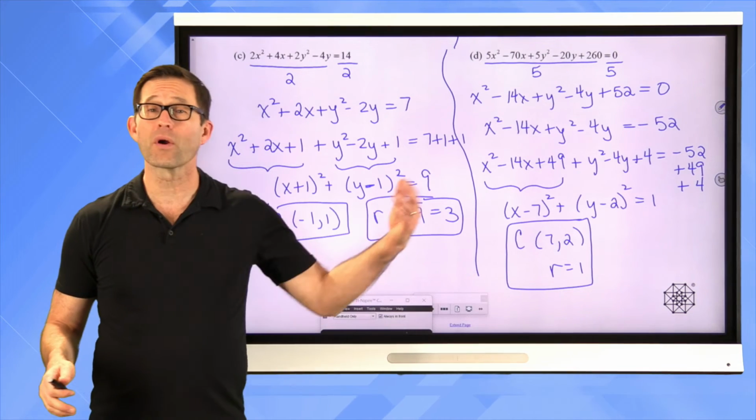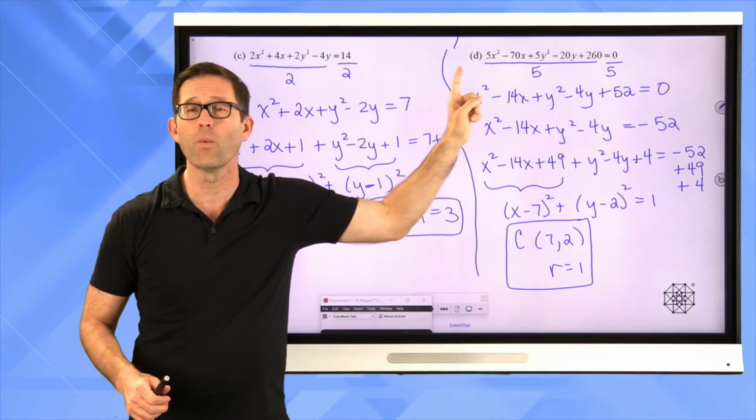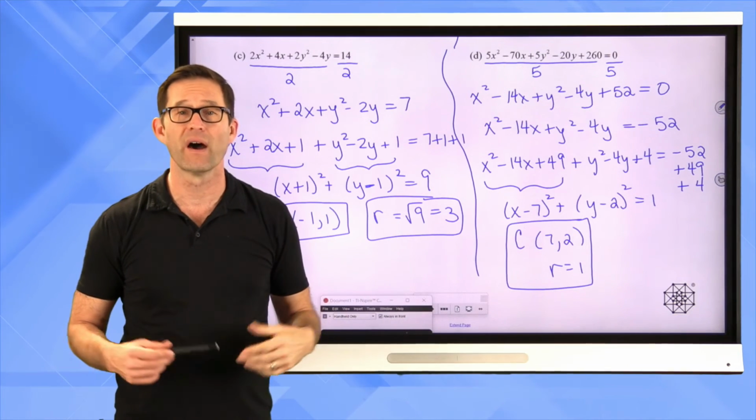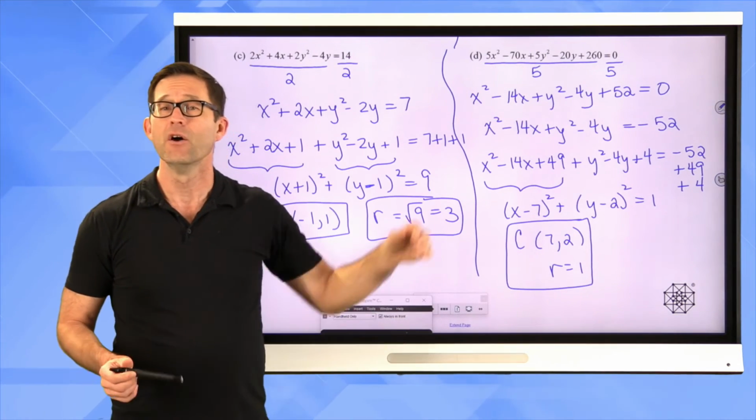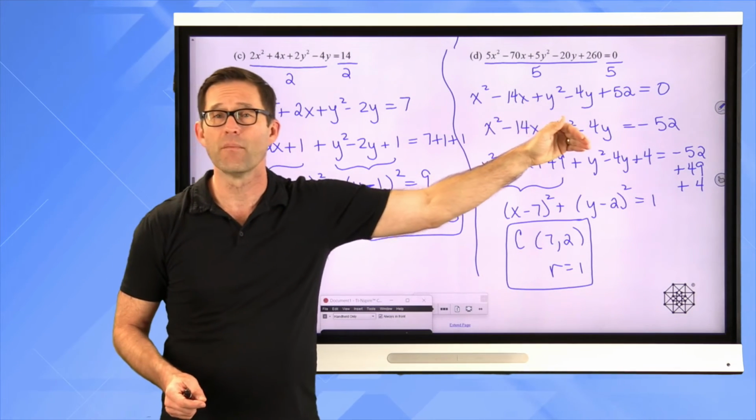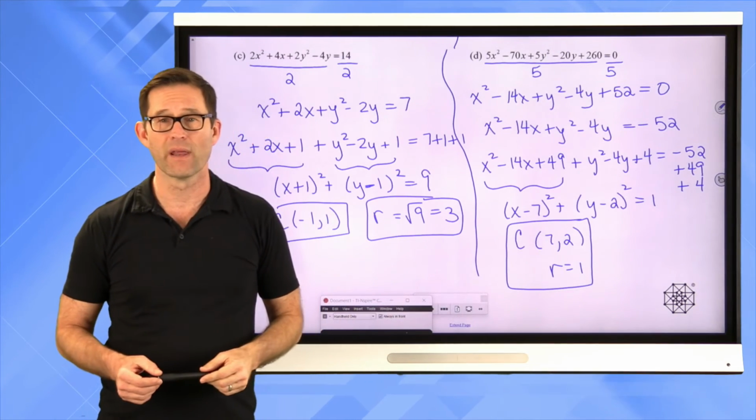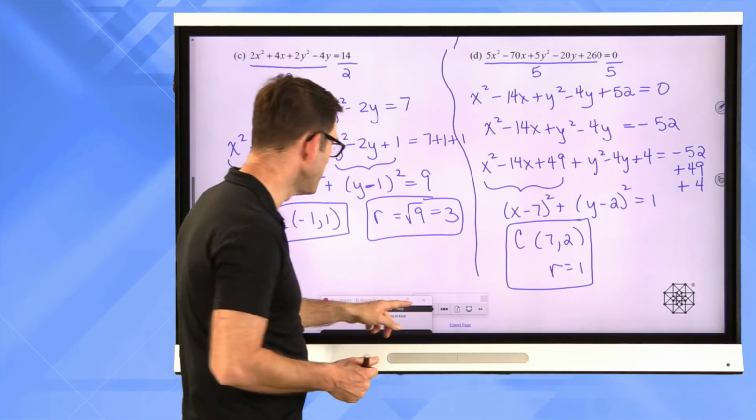So quite a bit of work on that, but the great thing is it's very algorithmic. Get rid of any coefficient other than 1 that's multiplying the x and the y by dividing it out from both sides of the equation. Move any lone constants over to the other side, and then complete the square on both the x terms and the y terms, and then identify the center and the radius. Let's do one last problem.